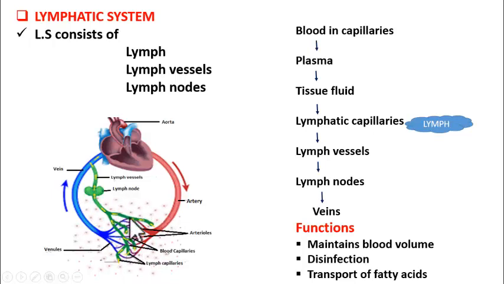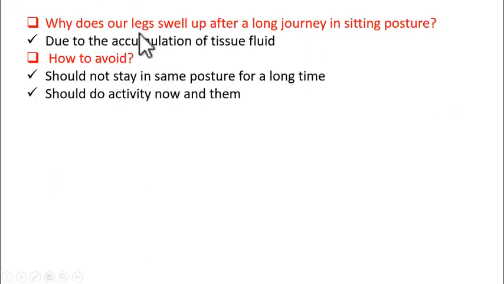The tissue fluid, after the exchange of materials, has to enter into venules. For that, little pressure is required. It cannot enter by itself. Little pressure from the muscle is required. As the muscle contracts and relaxes, only then does the tissue fluid enter into venules. But that is not happening in our leg muscles because our legs are stationary for a long time. So what happens? This tissue fluid accumulates here itself, causing a swelling. The swelling is technically called edema. So we observe edema in the legs after a long journey in a sitting posture.